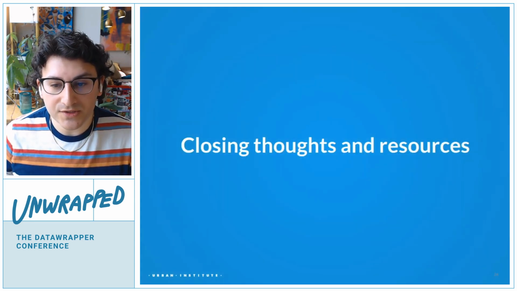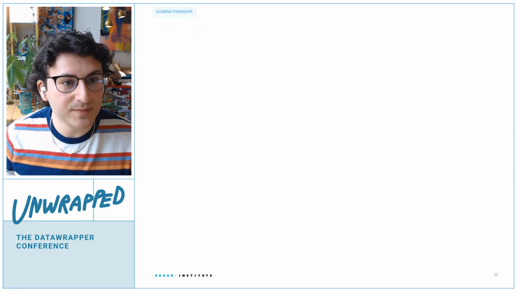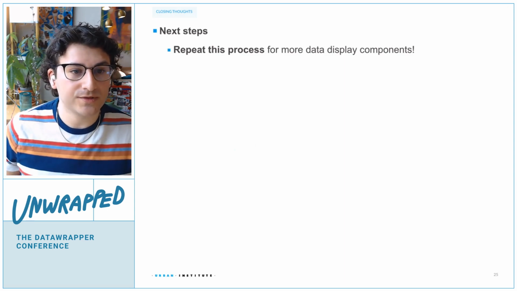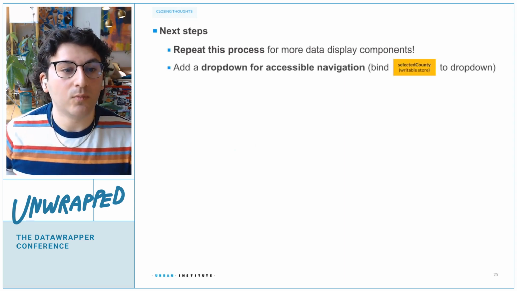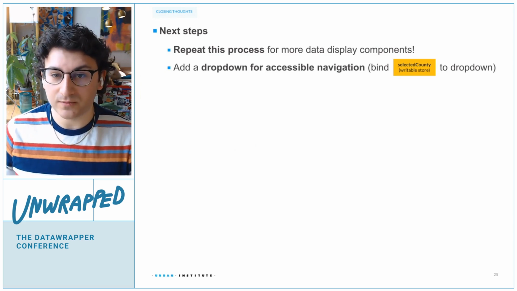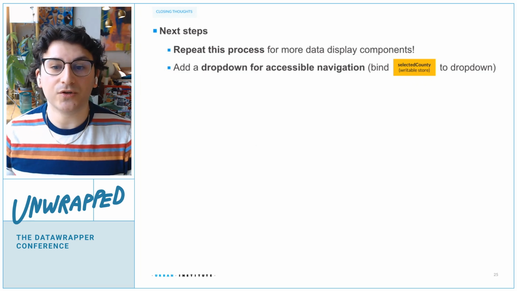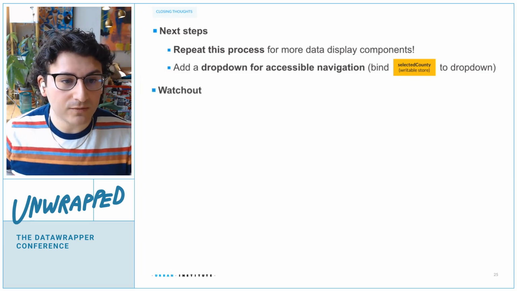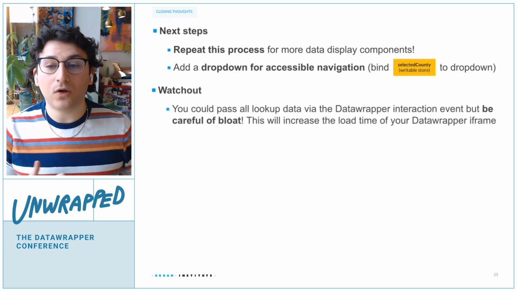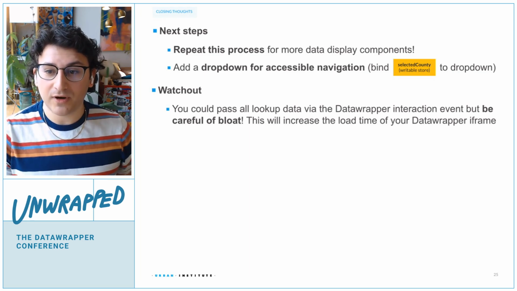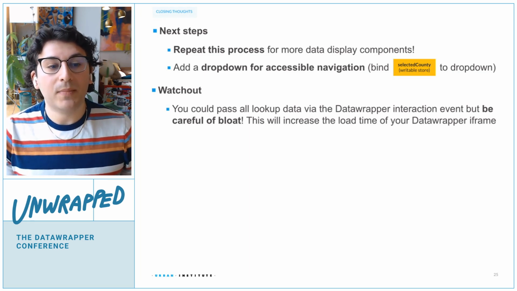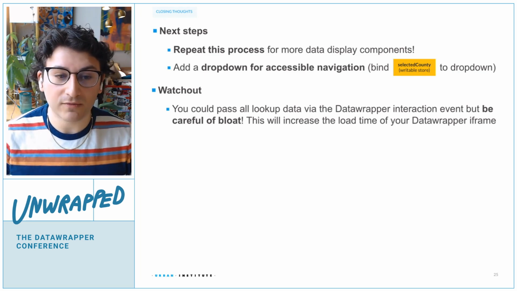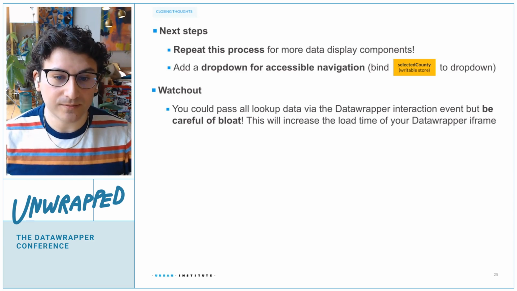So just some closing thoughts and resources. I sped through that pretty quickly. You would repeat this process for more data display components. We decided to add a dropdown for accessible navigation. In this application, you would bind that writable store to the dropdown. Some things to watch out for. You could pass all of that lookup data via the Datawrapper interaction event data, but be careful of bloat because you will increase the load time of your Datawrapper iframe if you keep adding more and more data to it.